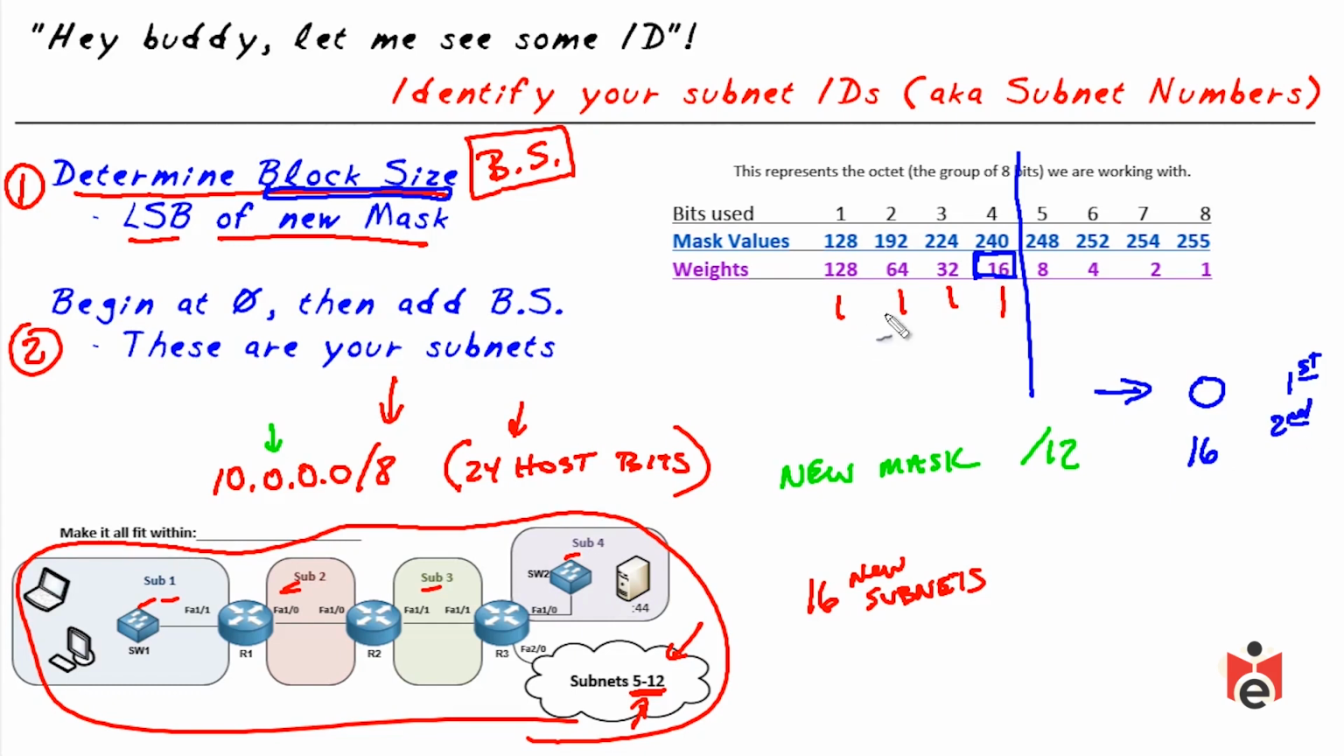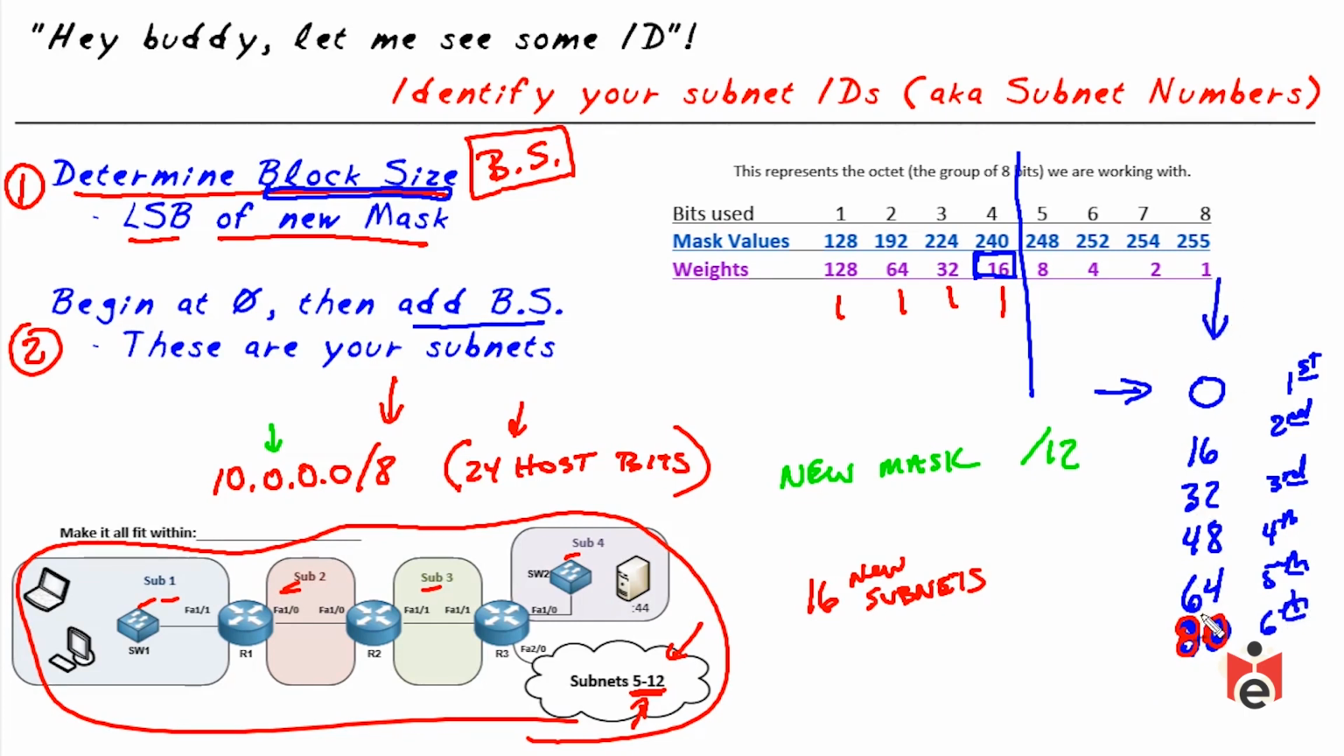And the third one, we're simply going to add the block size again. So plus 16 more is 32. And then we're going to add 16 more again. That makes 48. And our next one's going to be 64 for our fifth subnet. Again, we're simply adding 16. And we simply add and add and add and add. And if we added 16 again, it would be 80. So that'd be our sixth subnet.